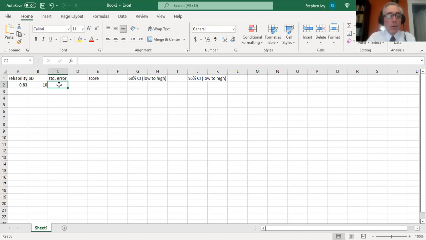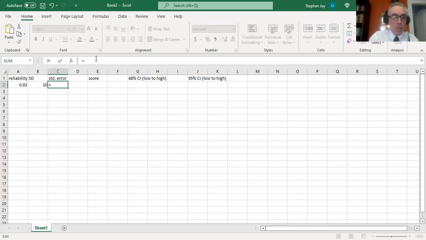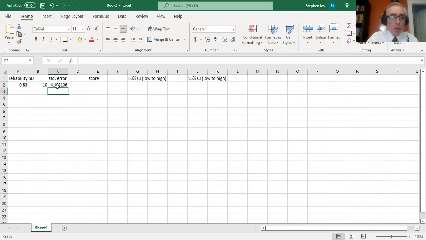And so the standard error, again, is equal to B2, which is the standard deviation, times the square root of 1 minus A2. Okay, so the standard error is 4.123106. Of course, you can always round that off.